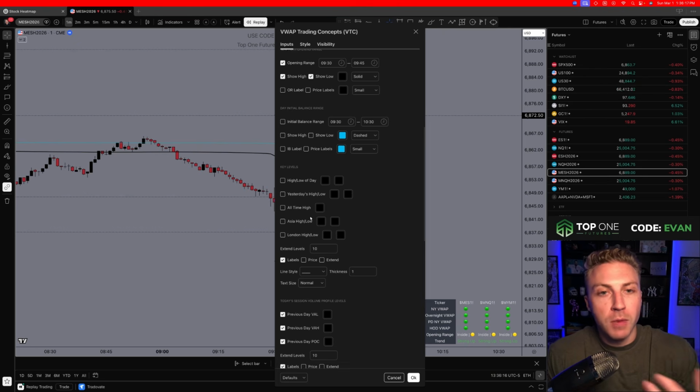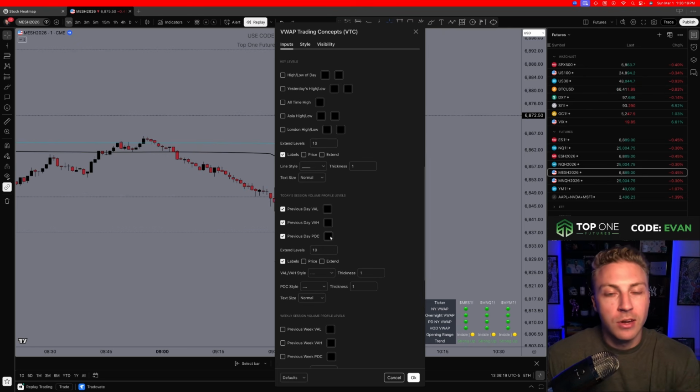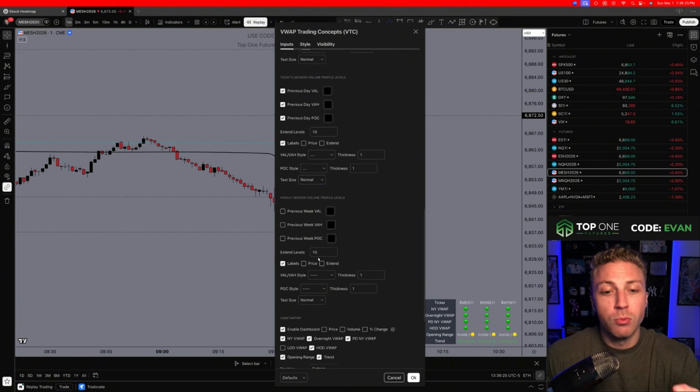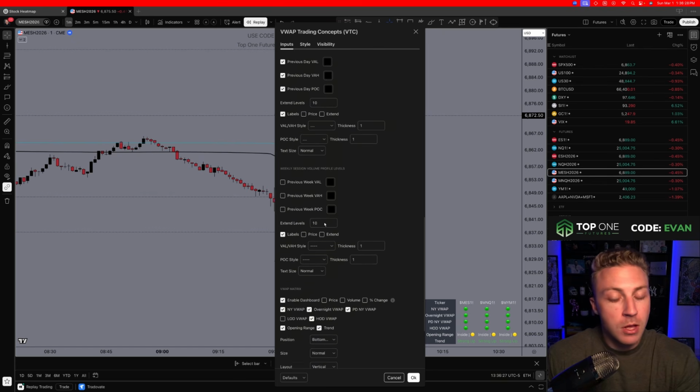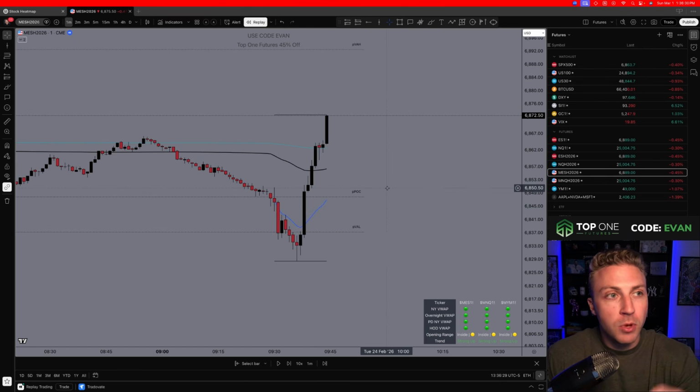If you want to copy mine, they are very simple. You can screenshot the ones down here. I am adding the previous day's value area levels, so the value area high, as well as the previous day's POC. But you could also do previous weeks, as you can see here in the middle. Plenty of different options, play with them a little bit, but I want to show you how I'm using mine here on the 1 minute.